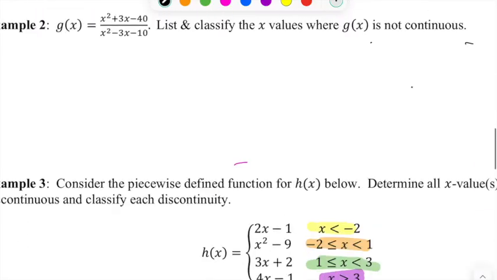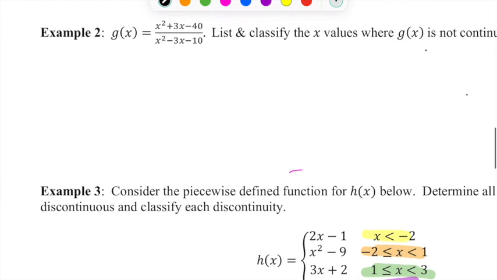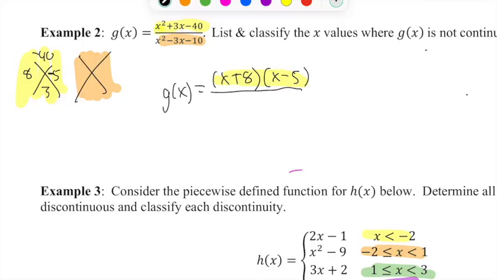Removable and non-removable. All right, so example 2, it says list and classify the x values where g is not continuous. So we need to find out wherever there's a hole or a vertical asymptote. So let's factor the numerator and denominator. So factoring the numerator, we need to find a number that multiplies to -40 and adds to 3. And that is going to be 8 and 5. And then we need to find two numbers that multiply to -10 but add to -3. And that is going to be 5 and 2, with the 5 being negative.